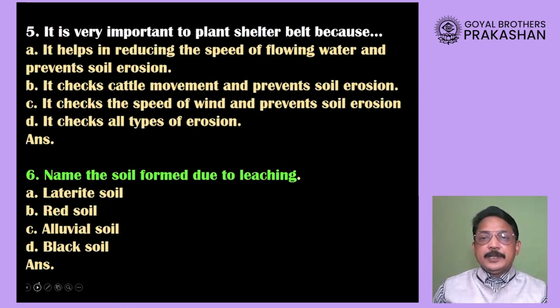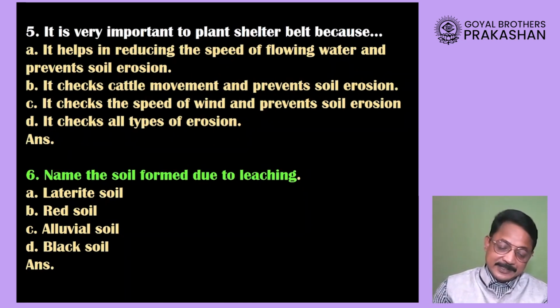It is very important to plant shelter belt because it helps in reducing speed of flowing water and prevent soil erosion. That's correct. It checks cattle movement and prevents soil erosion. That's not correct. It checks the speed of wind and prevents soil erosion. That is also correct. It checks all types of erosion. That is not correct. Actually, the shelter belt's main work is option C.